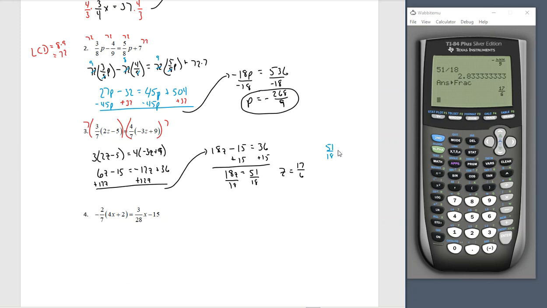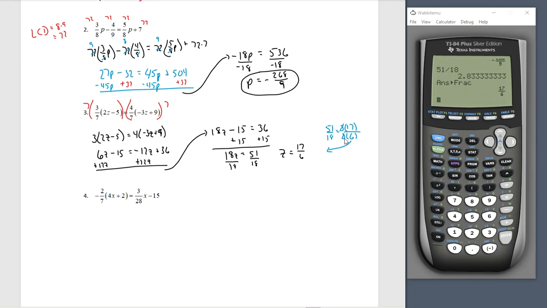51 over 18. First of all, I know 3 goes into both of these because I know they're both not even. 3 goes into 51. Let me see. 3 goes into 5 once. 5 minus 3 is 2, 21, so 17. 3 goes into 18 6 times. And there we have our 17/6. All right, so we could reduce that by hand if we wanted to.